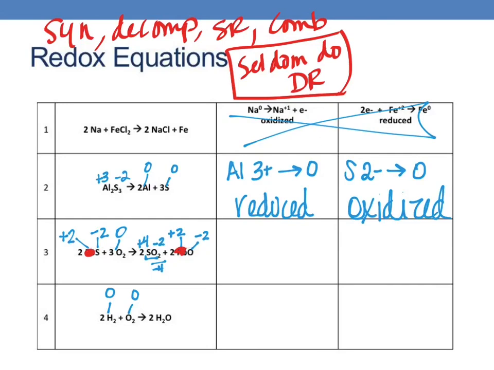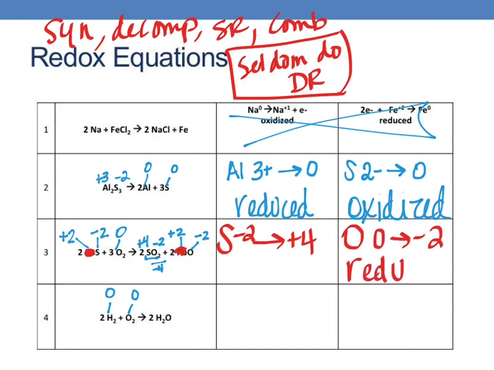Sulfur goes from what? A -2 to a positive 4. And oxygen goes from a 0 to a minus 2. So whose number went down? Oxygen. So oxygen is reduced. Sulfur here is oxidized.